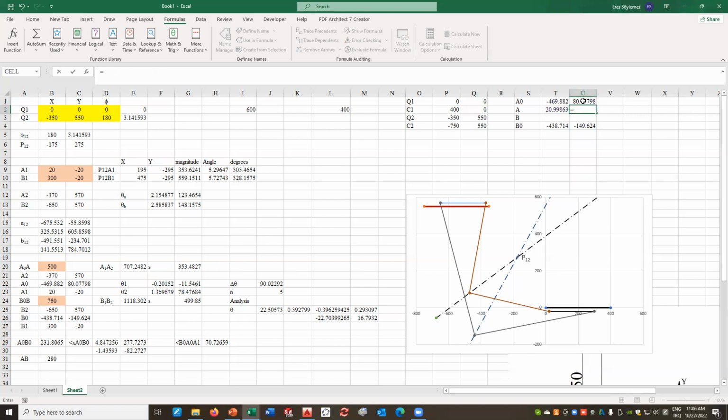Is equal to A0 y coordinate plus A0A times sine of this angle plus theta 1.